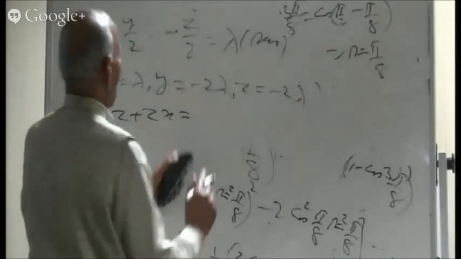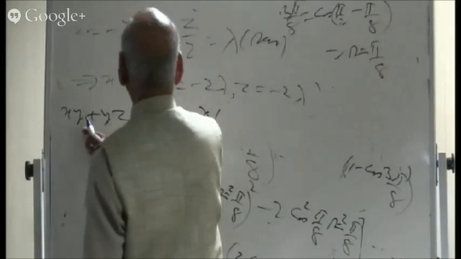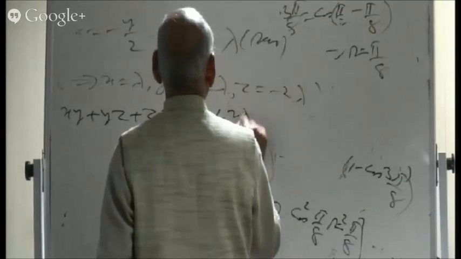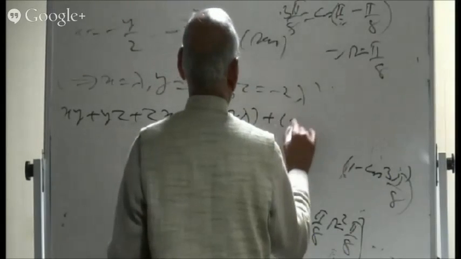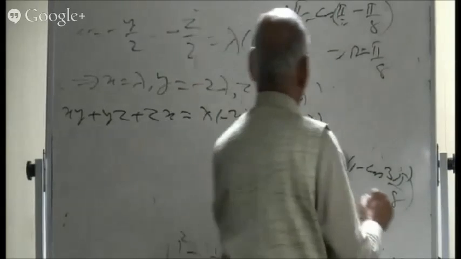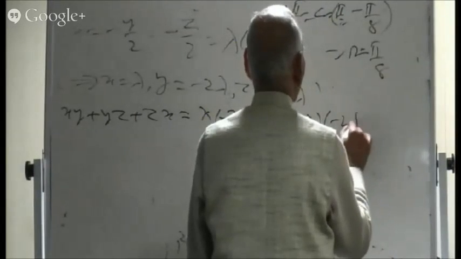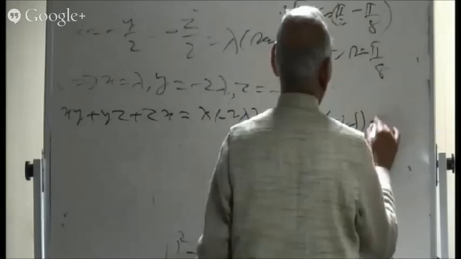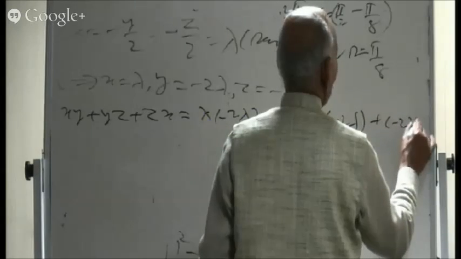So now what do you need? We need the value of xy + yz + zx. Very simple. Nothing much is required. So I need the value of xy plus yz plus zx. What is x? x is equal to lambda. What is y? It is minus 2 lambda. Then this is minus 2 lambda into minus 2 lambda. And then this zx is minus 2 lambda into lambda.